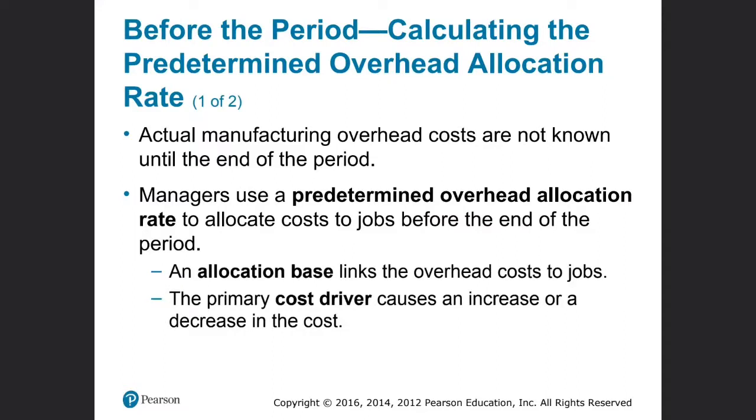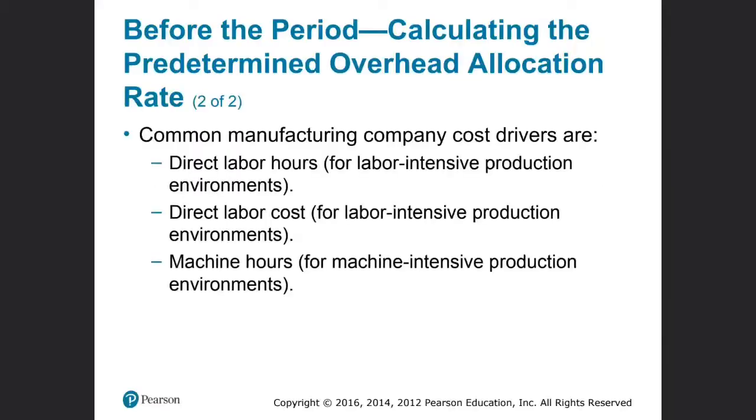An allocation base links the overhead cost to the jobs. The primary cost driver causes an increase or a decrease in the cost. We're going to see this. Common manufacturing company cost drivers, this is something to know, are your direct labor hours, direct labor costs, and machine hours. These are all cost drivers.